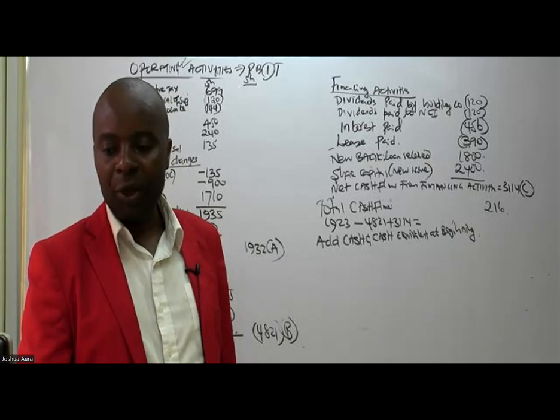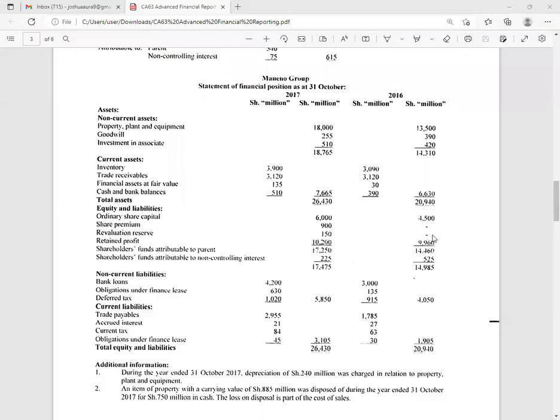So ladies and gentlemen, when you talk of cash and cash equivalents, you will come at the beginning and take these ones, financial assets at fair value, 30 plus 390, which gives me 420. So 420 plus 216 will give me 636. So then these 636 must be the cash and the cash equivalents at the end, the closing basically. And we can confirm that really.